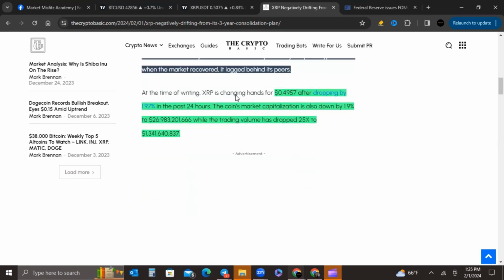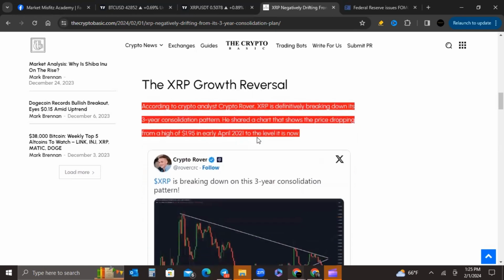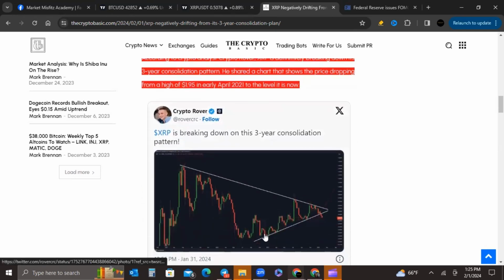At the time of writing, XRP is changing hands at 49.5 cents after dropping 1.97% in the past 24 hours. The coin's market capitalization is also down by almost 2% at nearly 27 billion, while trading volume has dropped by 25%. So we've been seeing this on the charts, been seeing this as we're trading. We're going to look at this scenario.